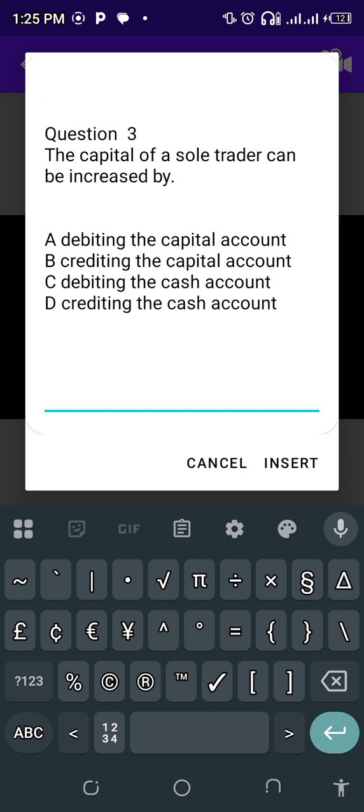Assets are increased by the debit side and decreased by the credit side. Liability and capital increase by the credit side and decrease by the debit side. So the capital of a sole trader can be increased by crediting the capital account, because the capital account increases by the credit side. So the correct option here is option B, crediting the capital account.